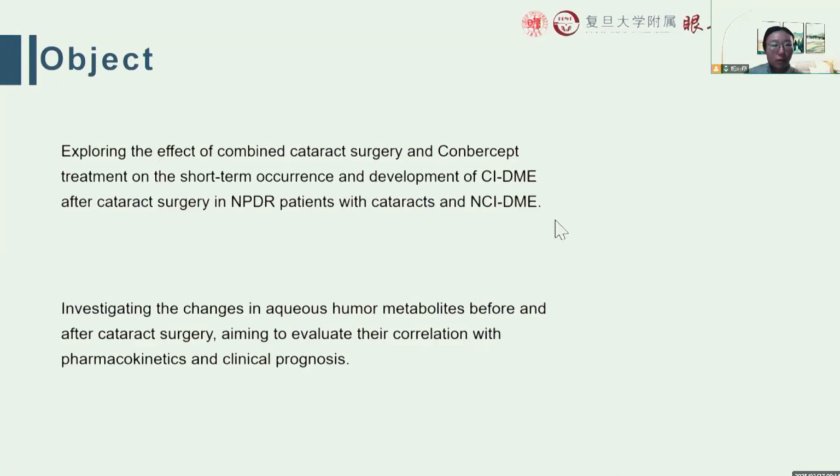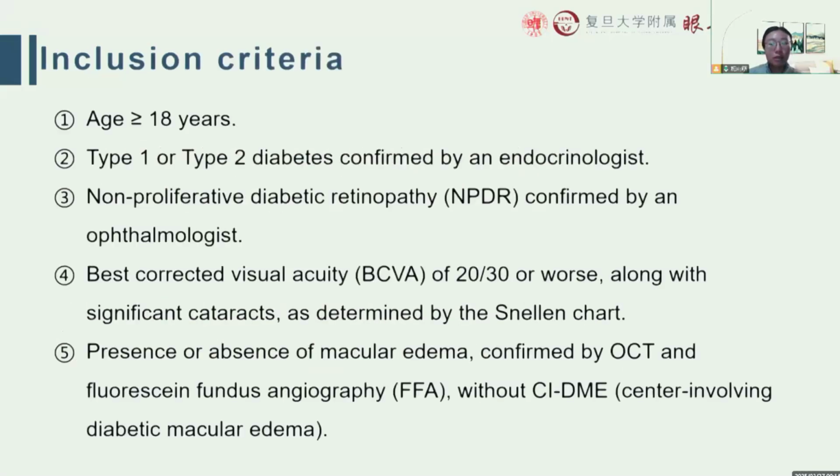Our study aims to explore the effect of combined cataract surgery and conbercept on the short-term occurrence and development of CIDME after cataract surgery in patients with cataracts, NPDR, and NCIDME. We also investigate the changes in aqueous humor metabolites before and after cataract surgery, aiming to evaluate their correlation with pharmacokinetics and clinical prognosis.